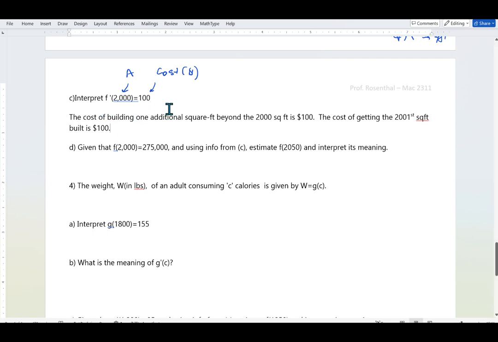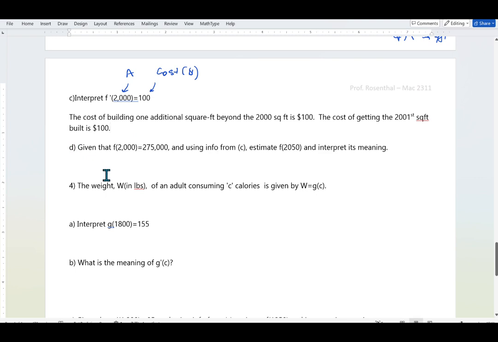So the cost of building this house is increasing at a rate of $100 per square foot at the moment when there are 2,000 square feet built. Okay. What about part D?